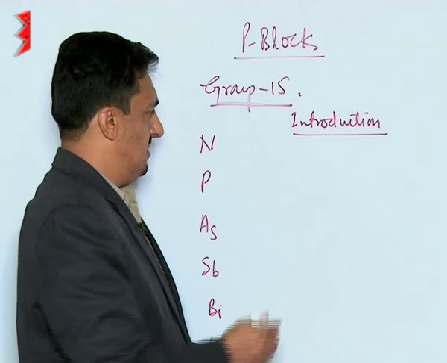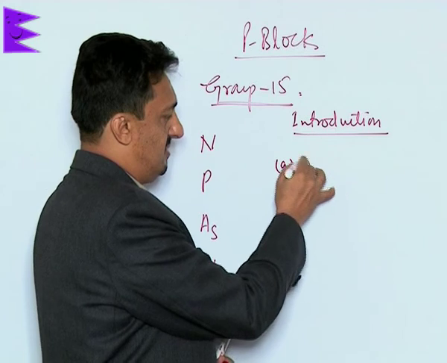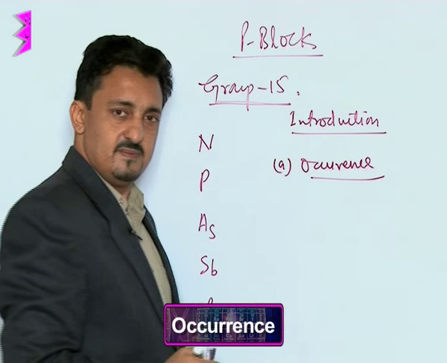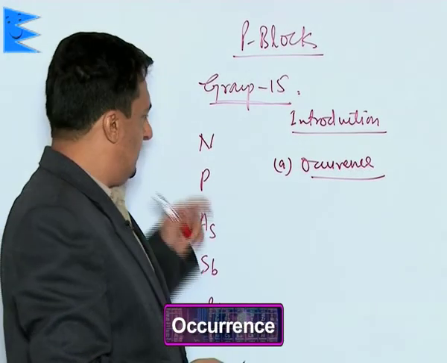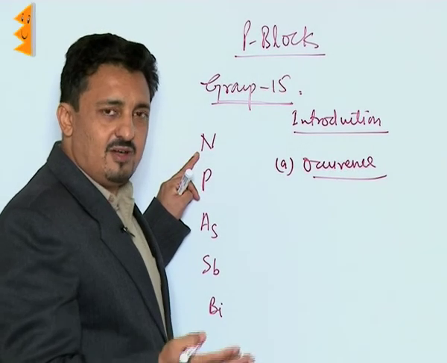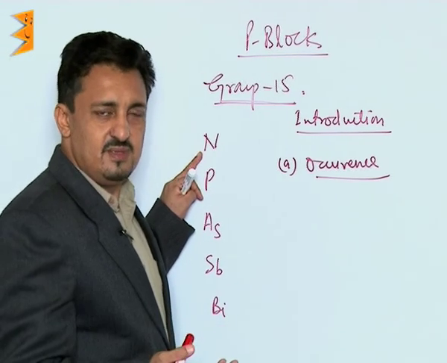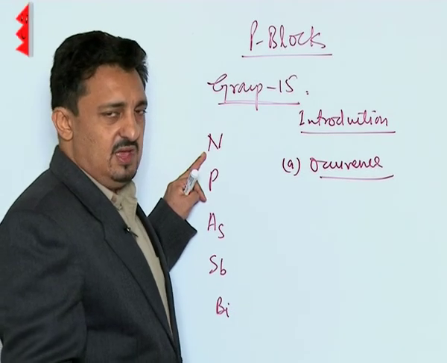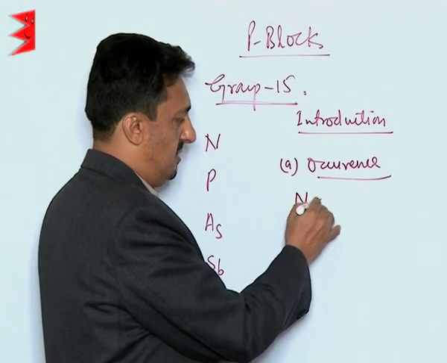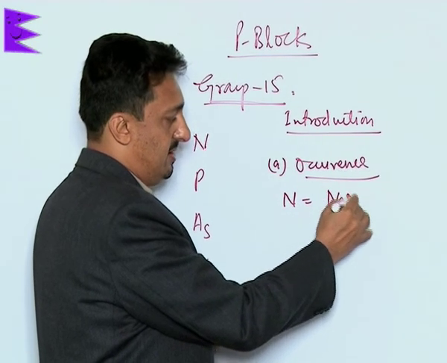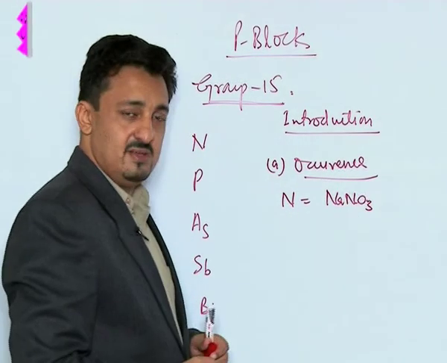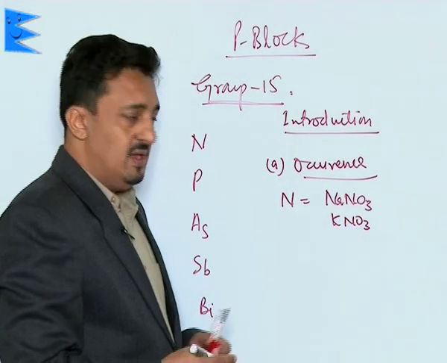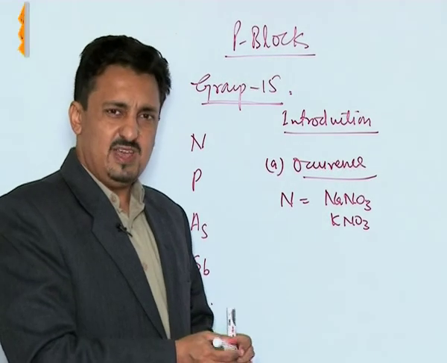Now, let us see first their occurrence. Nitrogen mainly occurs in the form of nitrogen gas in the air, and we can obtain it by the liquefaction of air followed by fractional distillation. It also occurs in the form of sodium nitrate, or Chile saltpeter, or in the form of potassium nitrate, Indian saltpeter. It is also present in the form of proteins in almost all plants and animals.